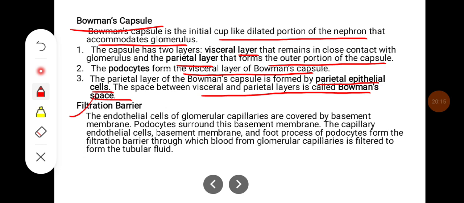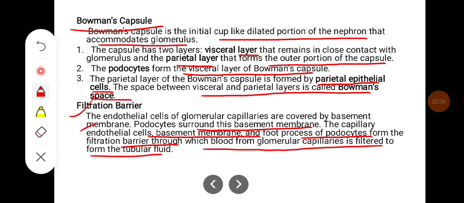Filtration barrier. The endothelial cells of glomerular capillaries are covered by a basement membrane. Podocytes surround this basement membrane. The capillary endothelial cells, basement membrane, and foot processes of podocytes form the filtration barrier through which the blood from the glomerular capillaries is filtered to form the tubular fluid.